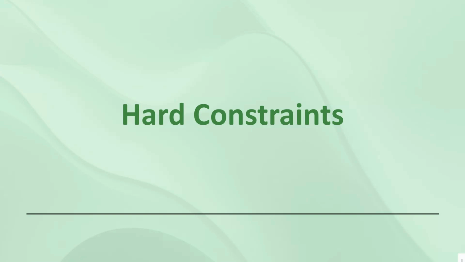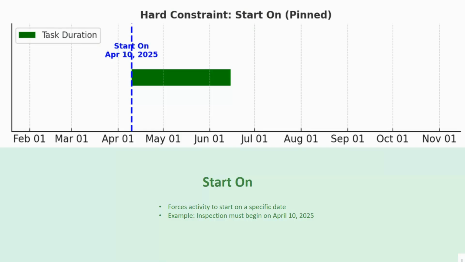Okay, so next, let's see what we have under hard constraints. So first we have the start on. So here you can see it forces an activity to start on a specific date. Example: inspection must begin on April 10th, 2025. Here you can see we have the deadline, April 10th, 2025. So this is actually a hard constraint.